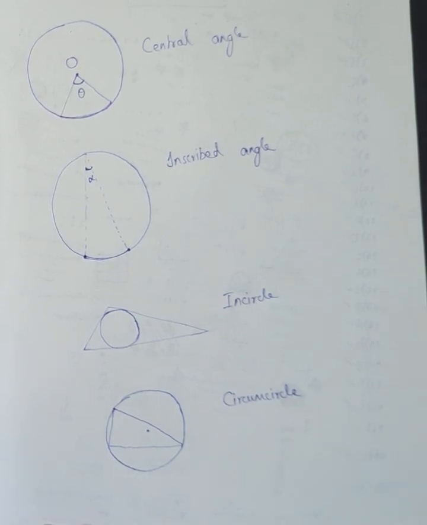Now these are some important terms related to circle, and we talked about circumference and area formulas. In the next video we will relate circles and triangles.